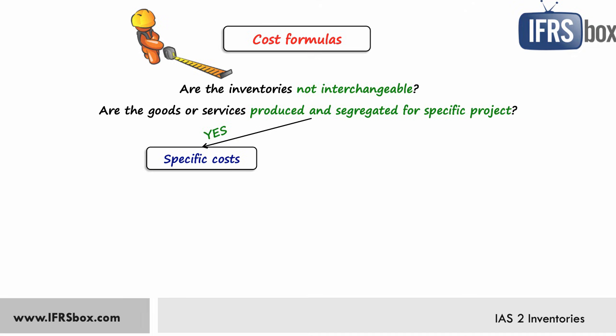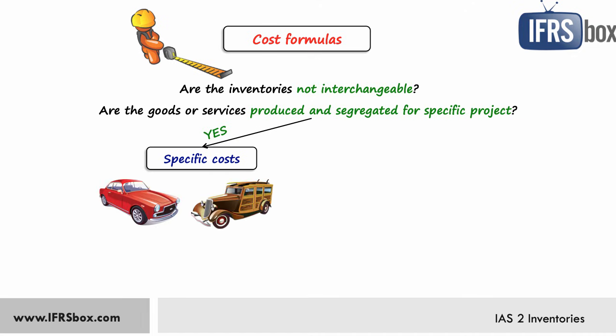For example, let's say that you deal with vintage cars. Vintage cars are definitely not interchangeable. They are very specific. So if you buy a red car for 100 and you sell it later for 120, then you must recognize cost of sales of 100, which is specifically the cost of that red car.